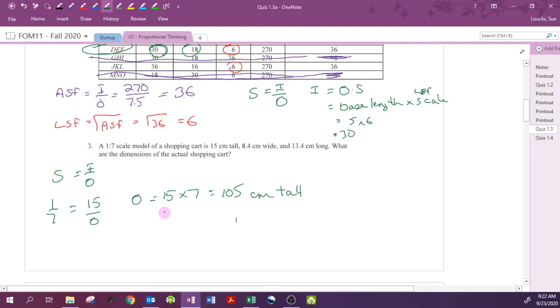And then, because I'm having a good day, I notice I could probably just do that for all of these. I can go 8.4 times 7, which gets me 58.8 centimeters wide. And 13.4 times 7 is 93.8 centimeters long.